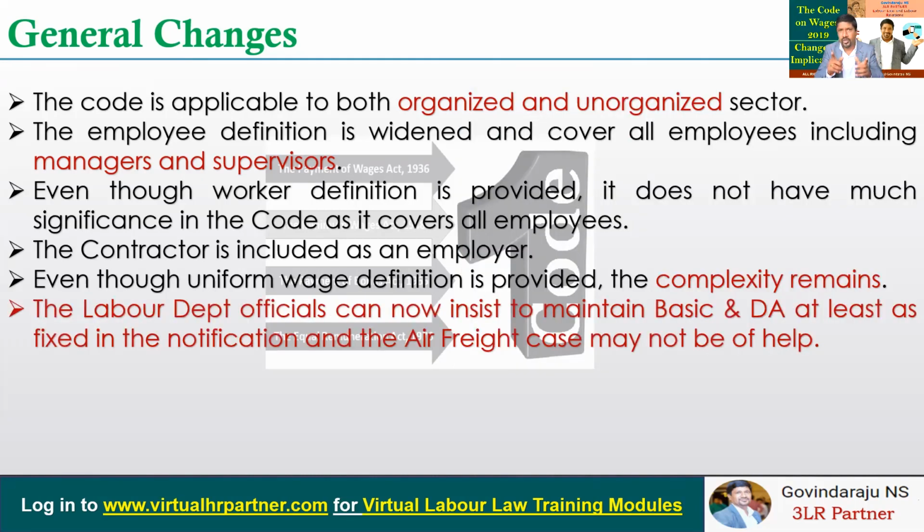Now, because of this wage definition, the inclusion part provides basic and DA. The labor department or the compliance officials can now insist on maintaining basic and DA at least as fixed in the notification. So far, the settled law is that even if you have not fixed the basic and DA as per the minimum wages fixed, if your overall wages are more than the minimum wages, then that is sufficient compliance of law, considering the definition of wages under the Minimum Wages Act 1948. But now this situation is going to change because of this wage definition. So this is one of the major implications which everybody needs to be aware of, and needs proper looking at and correction.